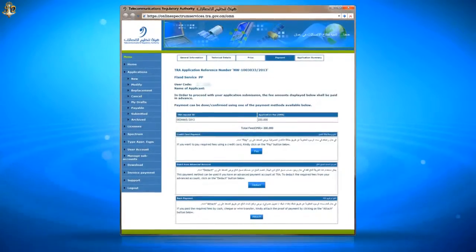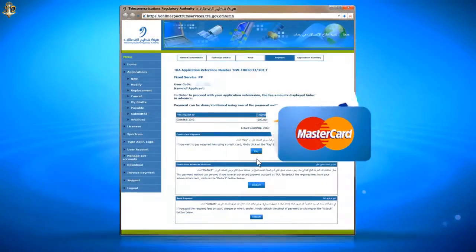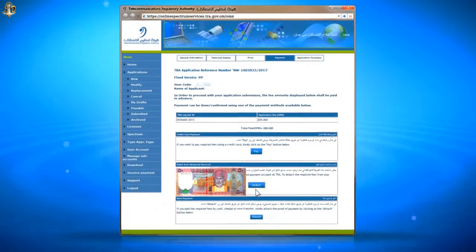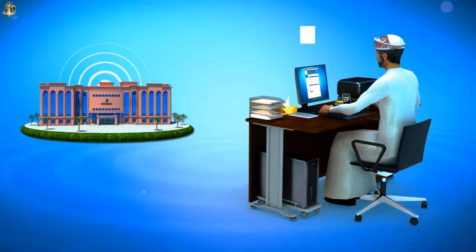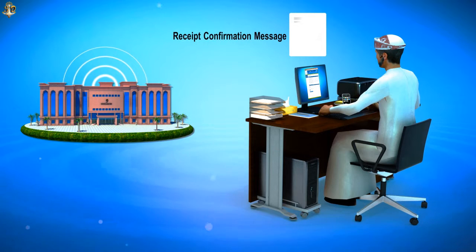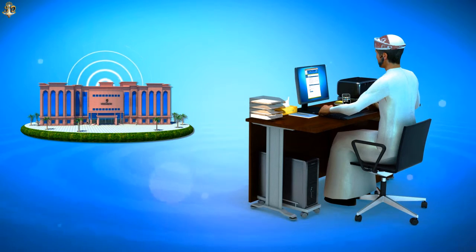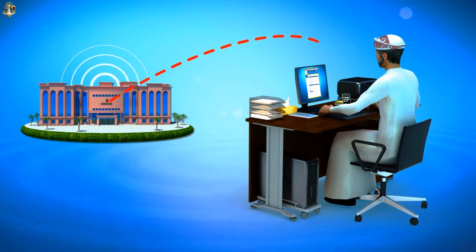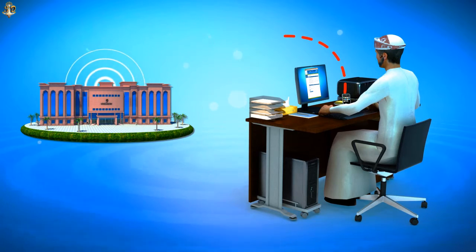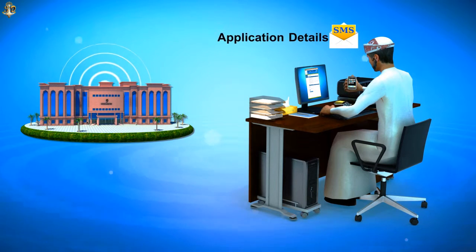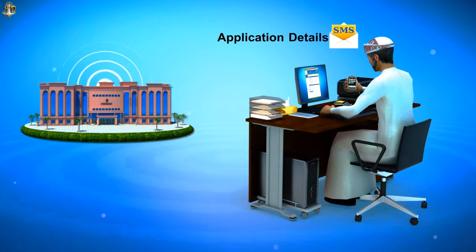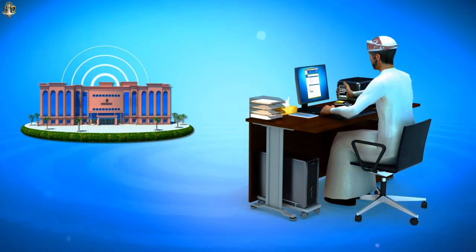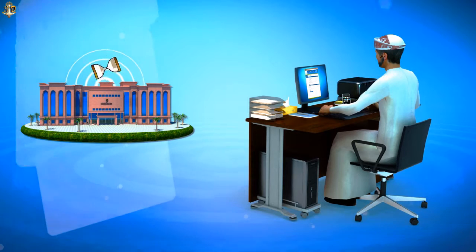For payment of the application fee, please choose the appropriate payment method, whether by credit card, account debit, or attach the proof of payment. A printable message confirming the receipt of the application fee will be displayed. An SMS and an email message will be sent as per the data entered during the process of creating the account to inform the applicant of the application details. Further SMS and email will be sent to the applicant upon completion.